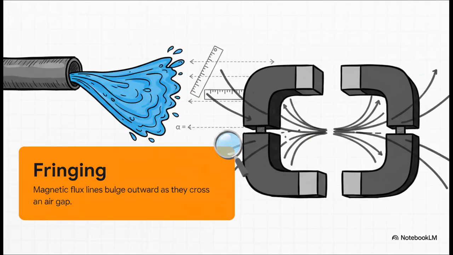And because of that intense reluctance, the flux doesn't just jump perfectly straight across the gap, it bulges out. We call this fringing. Think of it like water blasting out of a hose. It doesn't just stay in a perfect cylinder, it flares out.